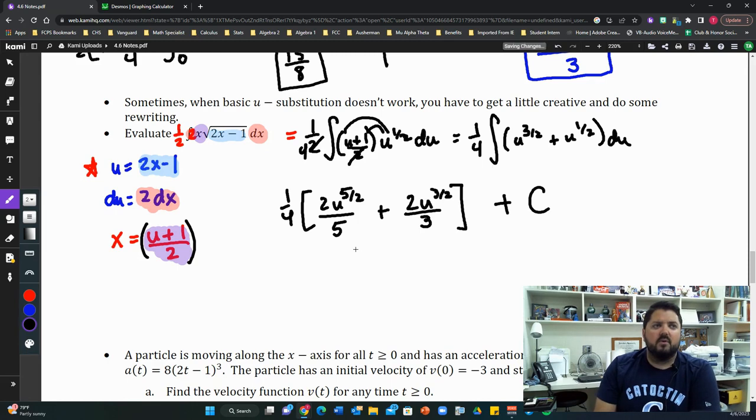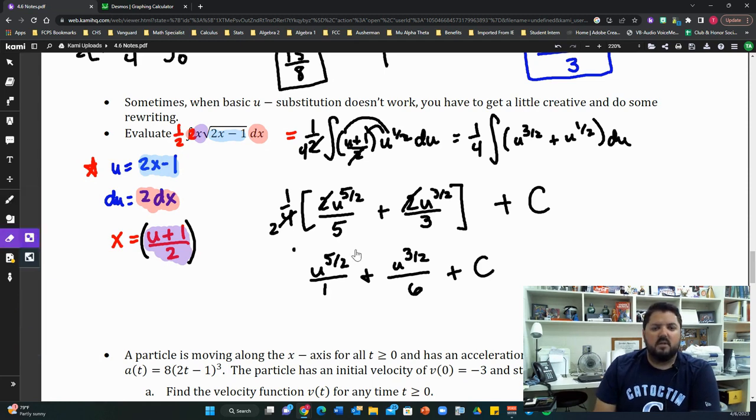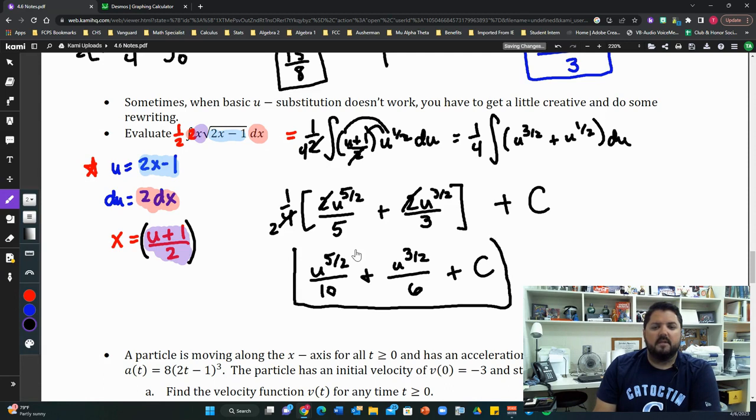Let's distribute this 4 inside. So when I send 4 in, both of these numerators have a factor of 2. So let's go ahead and reduce those out, turn this guy into a 2. So it's really just going to be 1/2 now that I'm distributing inside. So that would give us u to the 5/2 over 10 plus u to the 3/2 over 6 plus c. Let me fix that 10. It looks like a really poorly written infinity. Here we go. That is it.